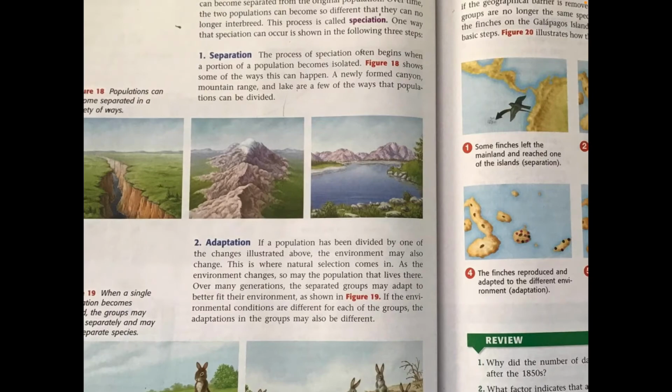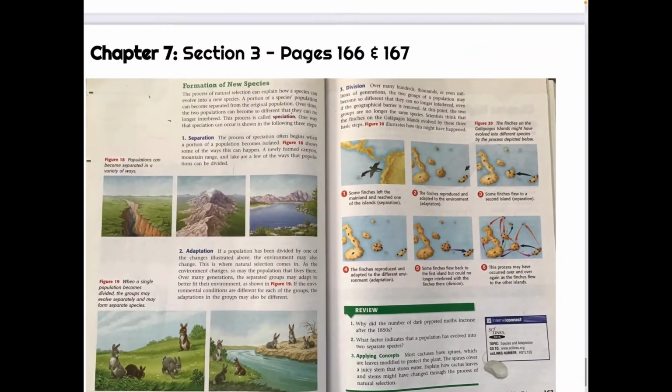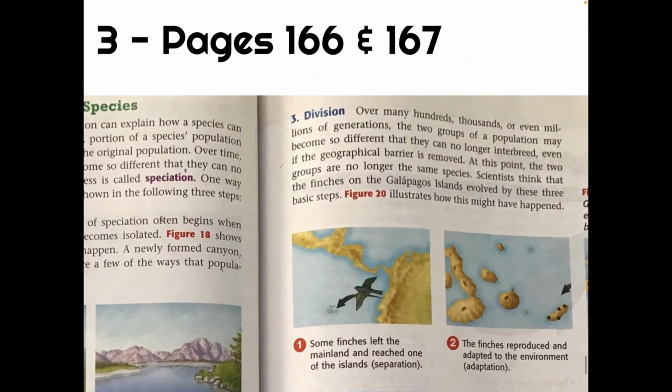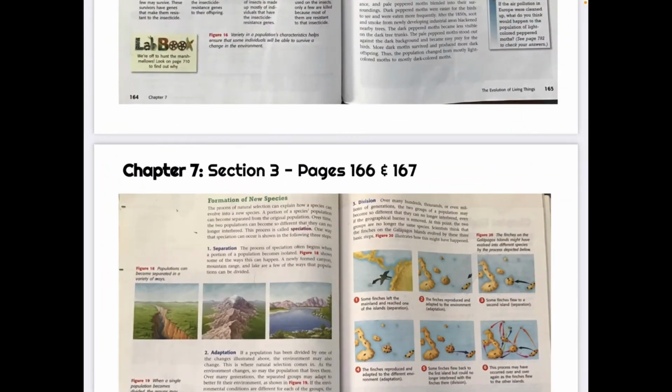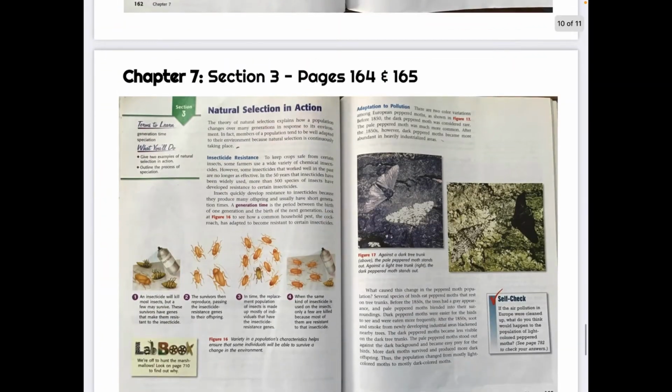You're separated, you adapt to your new home, and if you accumulate enough adaptations, you can become a new species if you can no longer interbreed. This did not happen with the peppered moths. They adapted. A mutation that already existed became more common, being dark, but the circumstance that changed them didn't last long enough. Now, I will say out in the countryside where there wasn't pollution, this change never occurred.